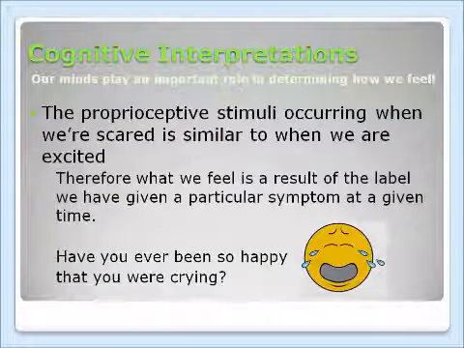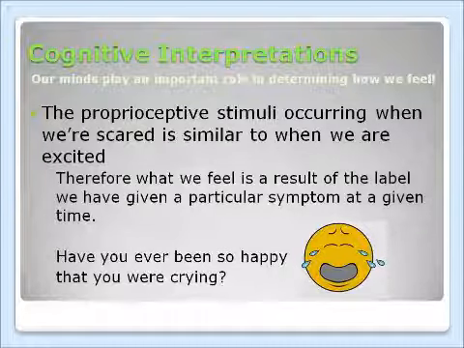Cognitive interpretations are important in determining how we feel and make the connection between the physical responses and emotional states in a particular situation. When we face fear, such as the example of a bear attack, the physical symptoms are similar to that of when we are excited, such as an increase in heart rate and blood pressure. However, when we are excited, we do not associate our feelings with fear at all.